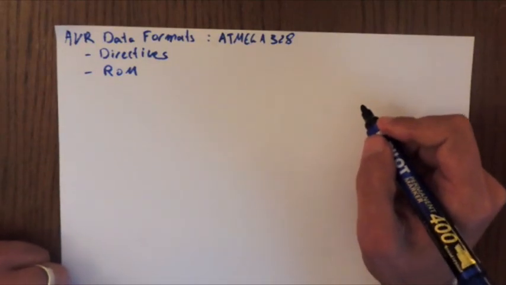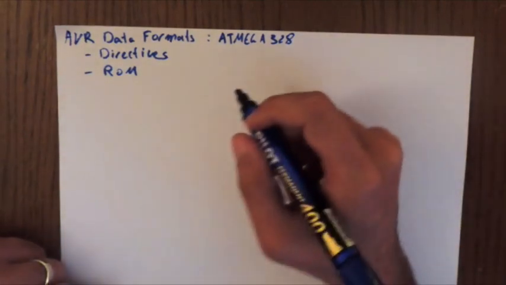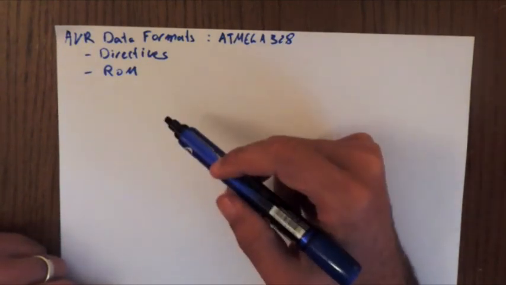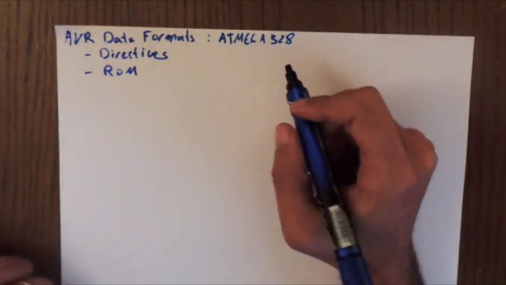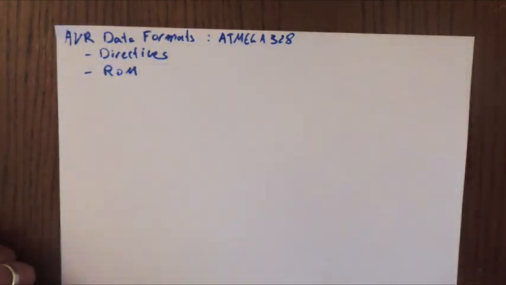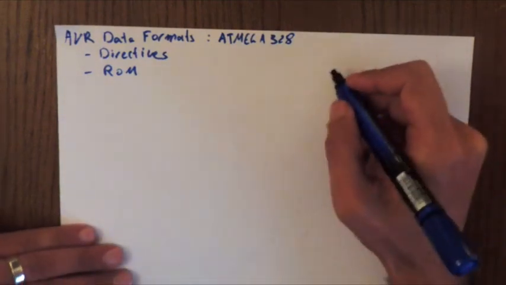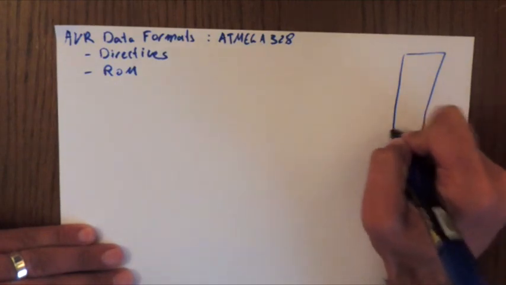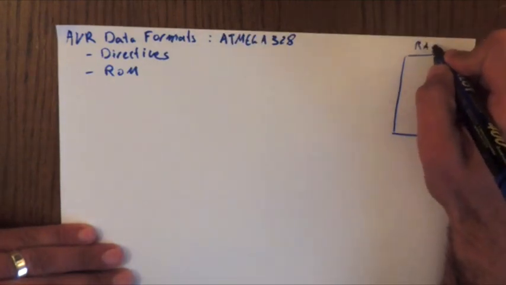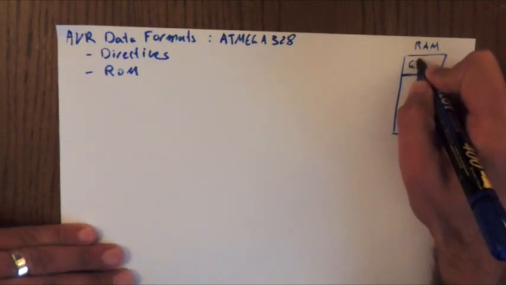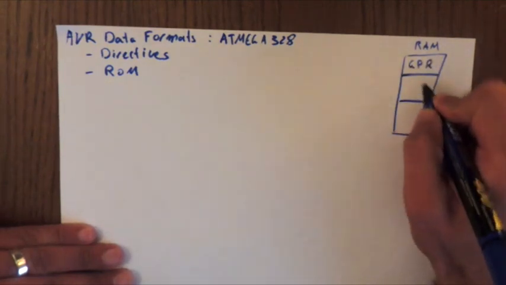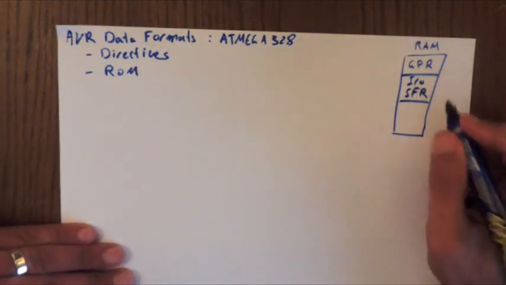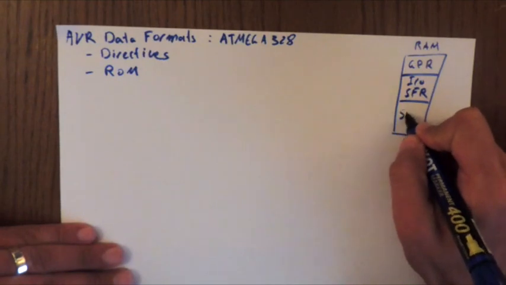Hello everyone, I would like to start today's lecture by discussing the AVR data format. I'm going to go over the directives, and the ROM: how do we place data inside the ROM of an ATmega328. Previously we discussed that we have a RAM that has my GPR, general purpose registers, my IO SFR, special function registers or special purpose registers, and the SRAM.